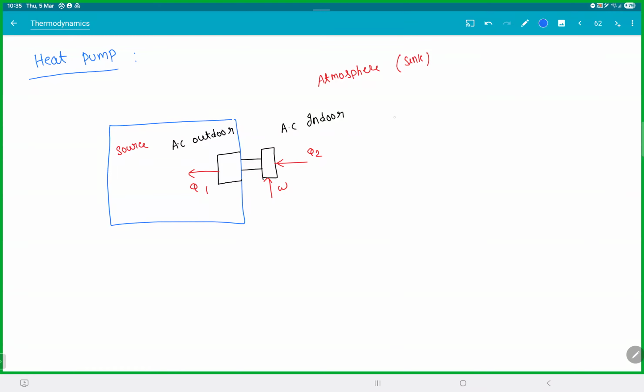And see what happens here. So in a heat pump, what are you more interested in? We are interested in how much heat can you give to the room per unit electricity. We are interested in Q1 by W because you want to heat up the room. So if you go to cold countries, Russia or European countries, during winters, you'll have this problem.